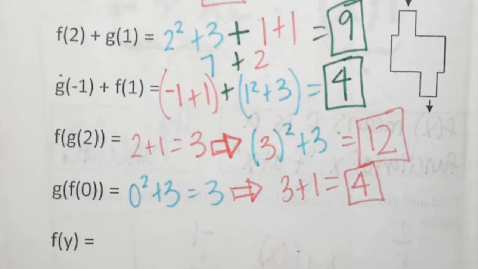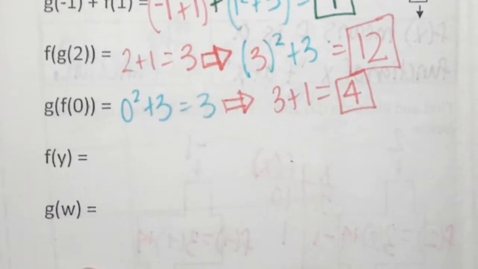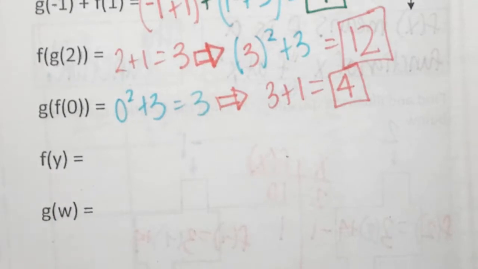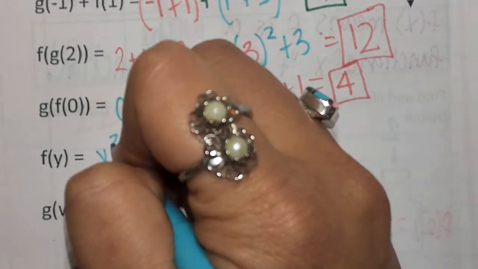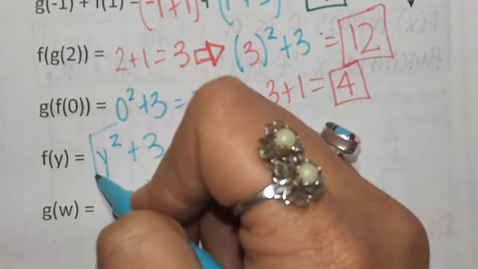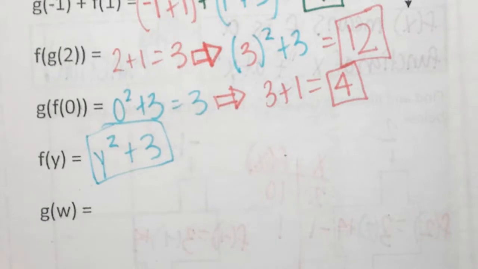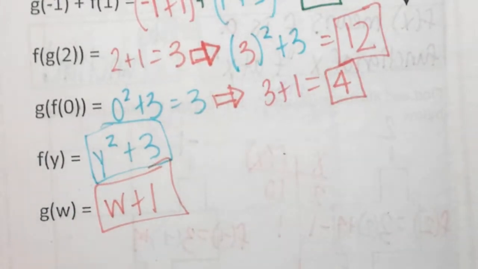Alright, did everybody get 4? Yes, I got 4. Fantastic. Now, for the last 2. Earlier I told you if I told you Oreos right here, you would plug in Oreos, right? So since it has Y right here, what would you plug in? So it would be Y squared plus 3. That's all you do. Now if I tell you to plug in W, what are you going to plug in? So it's just W plus 1.